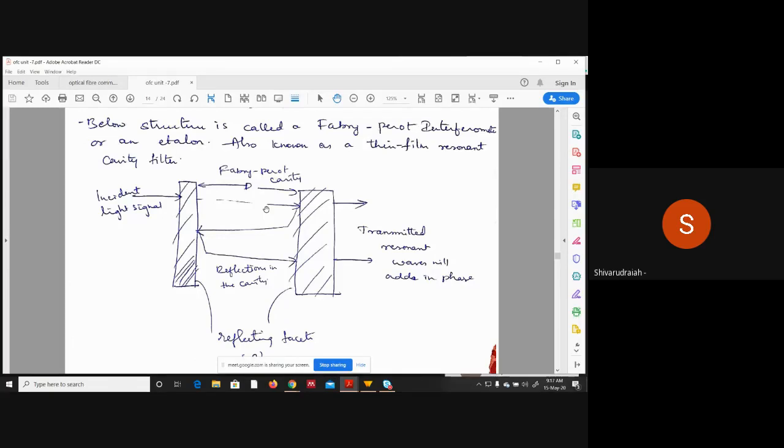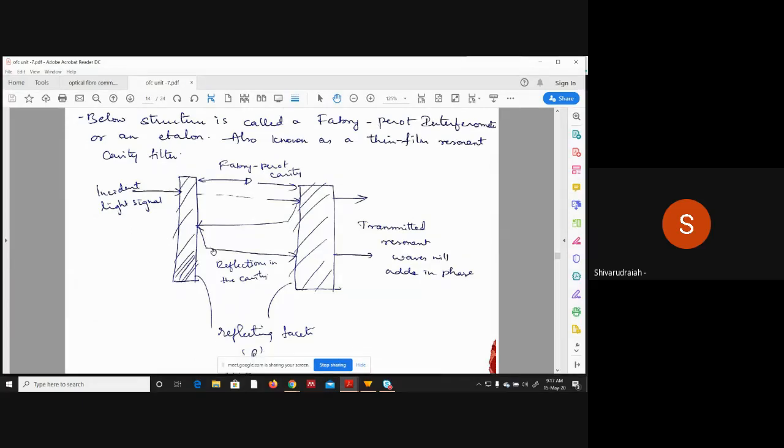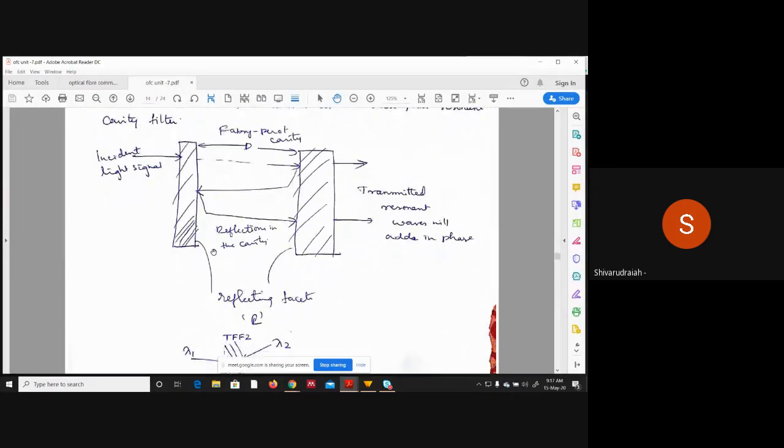Once this incident light signal enters the cavity, it is a multi-wavelength light signal, and it will undergo multiple reflections inside the cavity. Okay, so after the light undergoes multiple reflections, because it is made up of a combination of multiple wavelengths, there are certain wavelengths which will satisfy a condition called the resonance condition. Those wavelengths which are satisfying the resonance condition of the Fabry-Perot cavity will be exiting out of the cavity. That means to say they are transmitted out of the cavity.